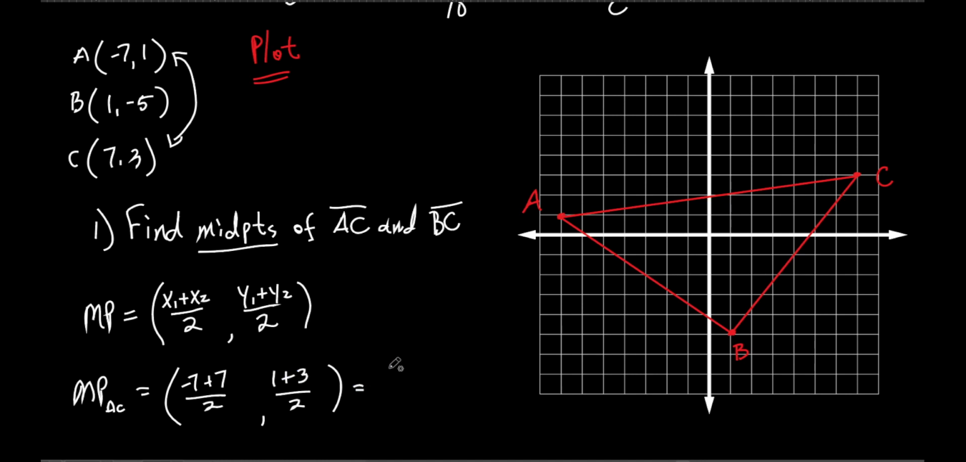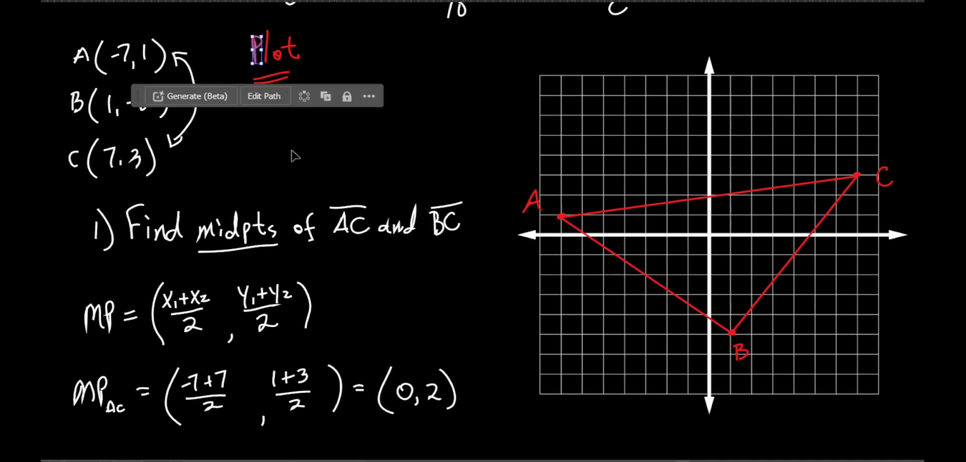Let's see what I get. -7 plus 7 is 0. 0 divided by 2 is 0. So my first point is 0. The second one was 1 plus 3, which is, everybody, 4 divided by 2 is 2. So what is the midpoint of AC? It's 0, 2. That's right.